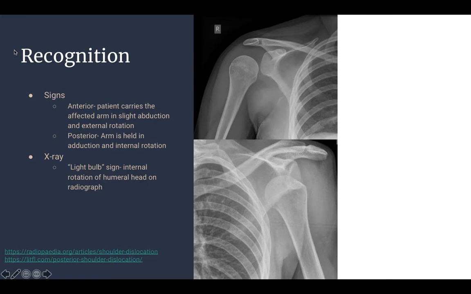You can also use x-rays for your recognition of dislocations. There's a sign on an x-ray called the light bulb sign, and it shows internal rotation of the humeral head on the x-ray. The top picture on this slide is of a posterior dislocation, and the bottom picture is of an anterior dislocation.